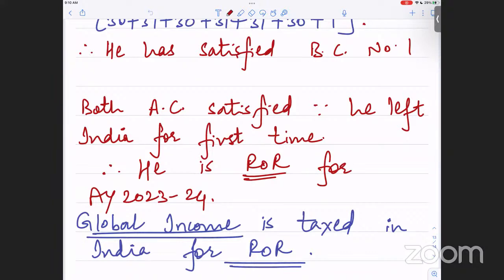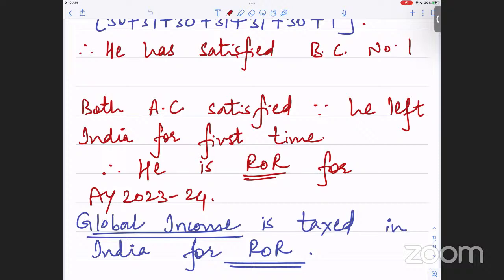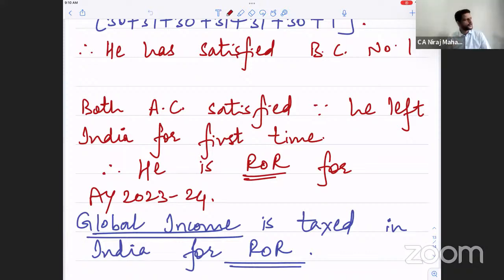When will a person become ROR? When at least one basic condition and both additional conditions are satisfied. In the basic conditions, at least one should be satisfied, but both additional conditions should be satisfied. Then the individual is ROR. For RNOR, at least one of the basic conditions should be satisfied, but at most one or none of the additional conditions is satisfied. And for NR, none of the basic conditions is satisfied. No basic condition at all. Then the person is NR.